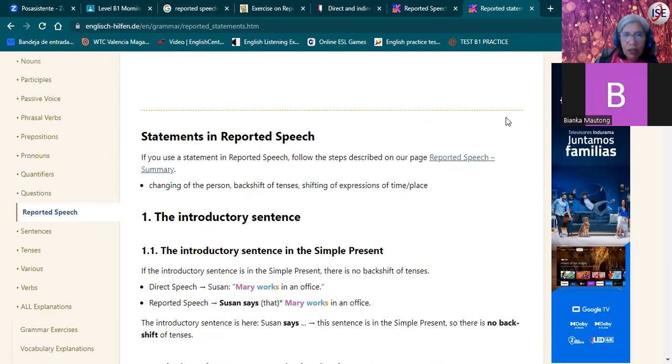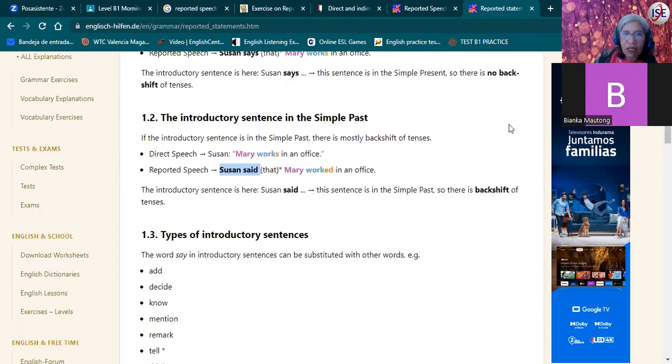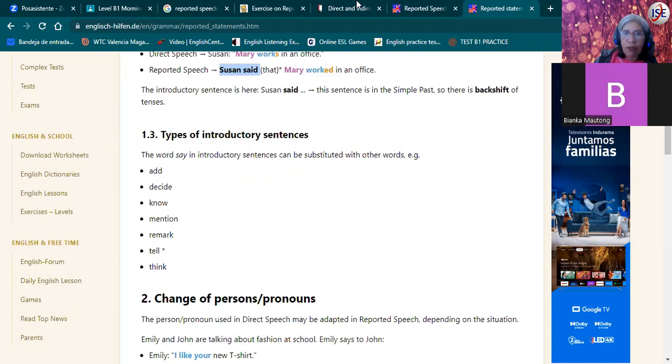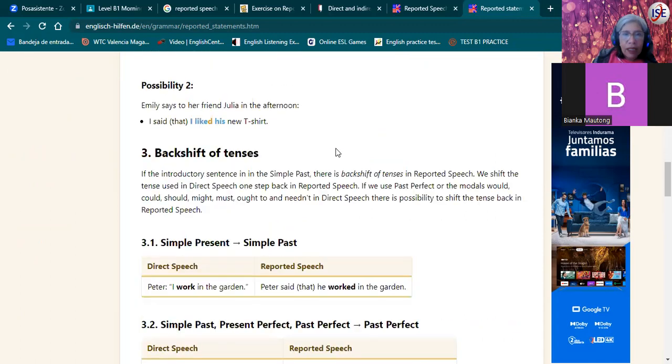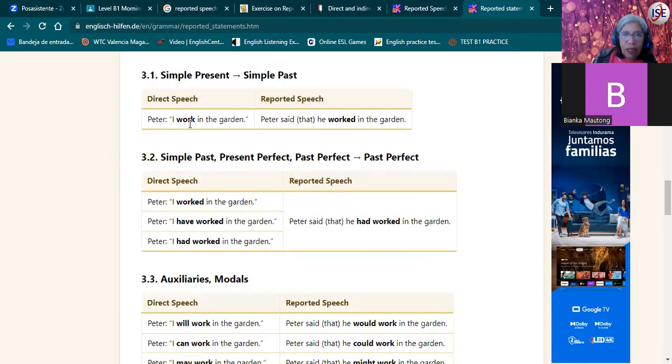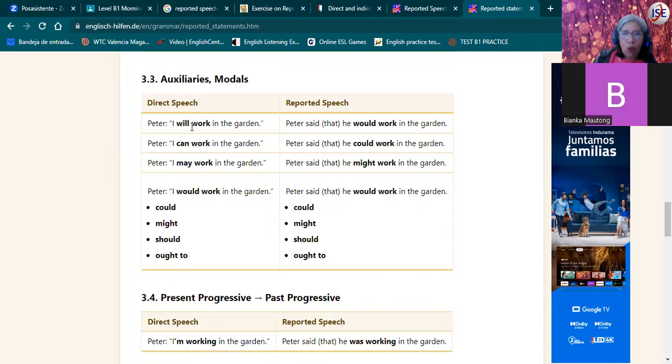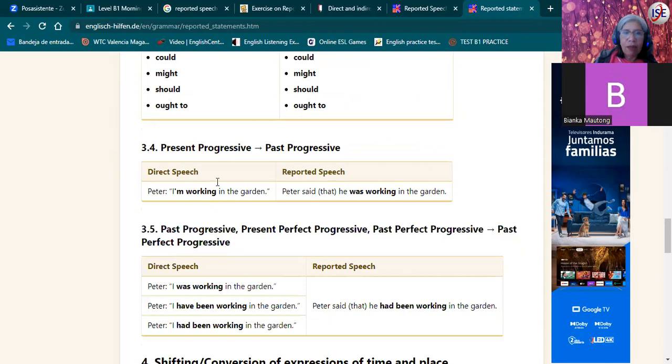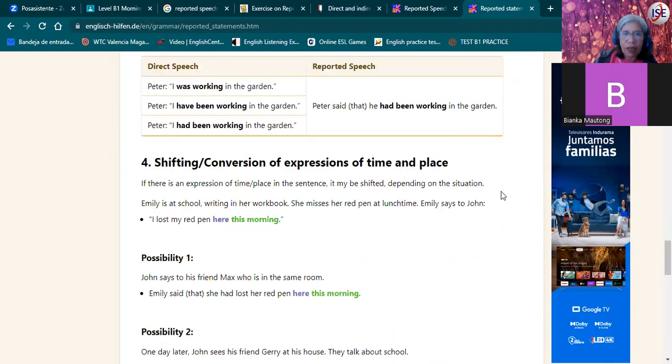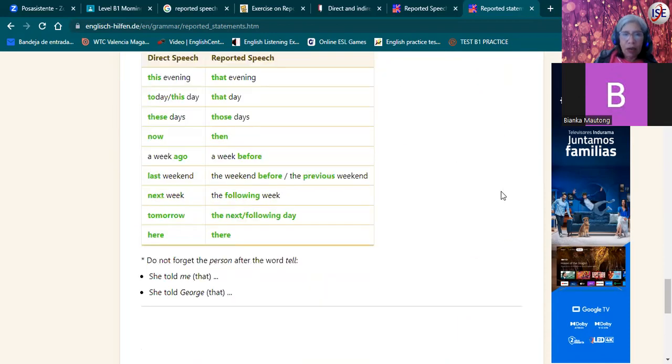Okay, when we talk about sentences in reported speech, we take into account that the first verb is past tense, so we make the backshift, the change. That's what we studied. Simple present, simple past. Present perfect, past perfect. Will, would, can, could. May and might, we don't work with it. Present progressive, past progressive. This is what we used.